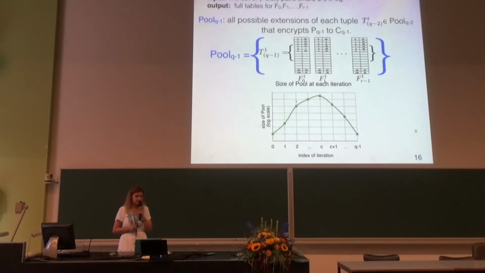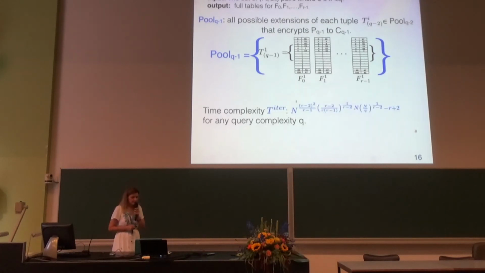And at the end, the qth step, finally, we will be able to reach a pool whose size is only 1 with a tuple that consists of only full tables. So at this point, I will stop the algorithm, no more steps, and we recovered the full tables for Feistel network for R rounds. And the time complexity for this algorithm is given here. It's a bit messy, but it was also very messy to analyze it to come up with this formula.